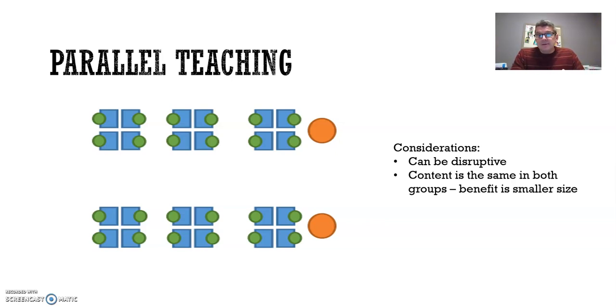So it allows you to provide more in-depth instruction or support to your students because you're able to work with half of the class. One of the problems, and you'll see this in one of the videos that is linked in there with parallel teaching, is that it can be disruptive when you have, especially if both groups are in the same classroom and there's not a lot of space. It can be loud, it can be distracting for students that have attention difficulties, but it can certainly be a very positive model depending on the content being taught.